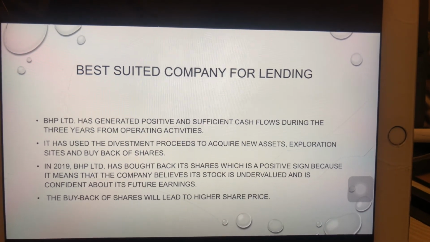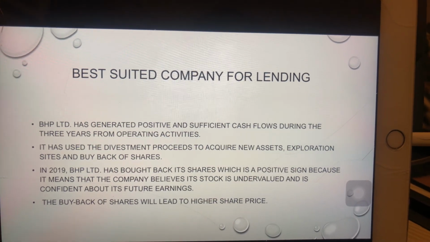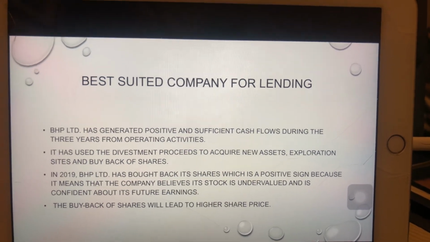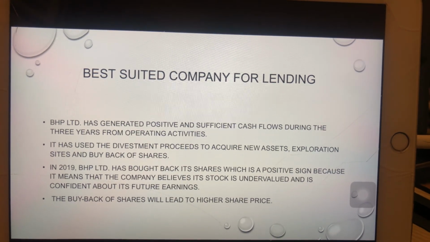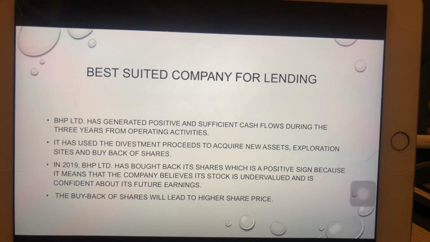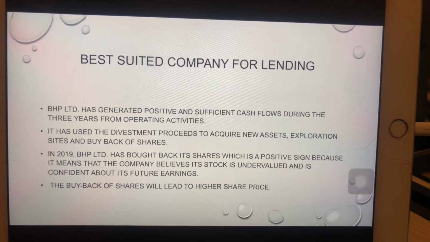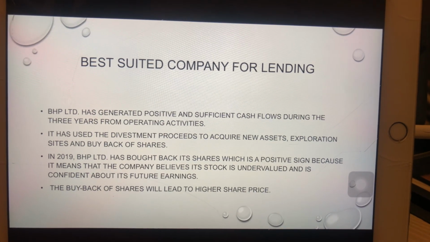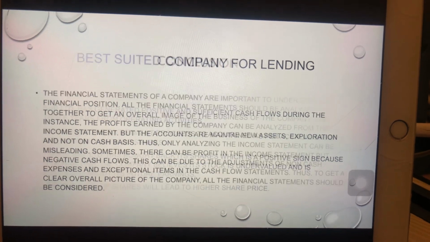The buyback of shares will lead to a higher share price. All these factors, and along with them, there are a few more factors which easily state that BHP is the best company suited for lending, whereas Fantastic Limited is the least suited for lending because its own expenditures are totally dependent upon the lendings from the other companies and other sources.